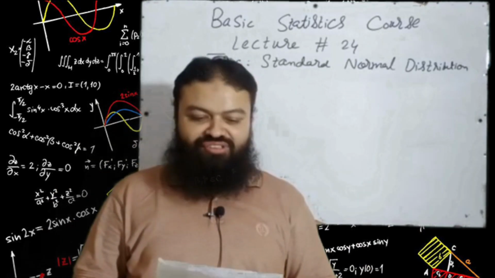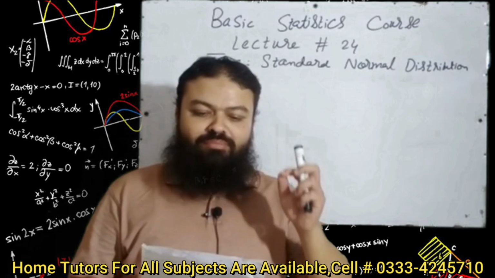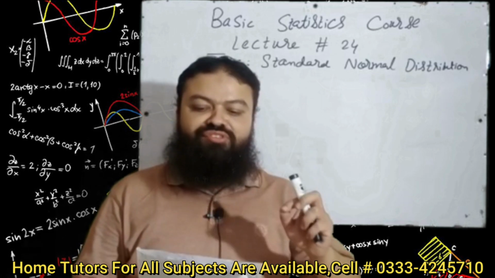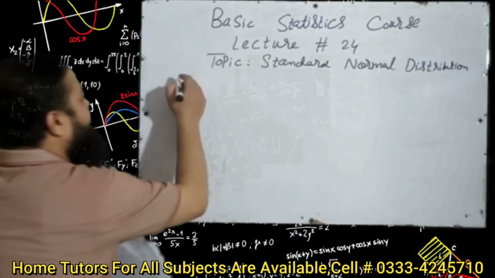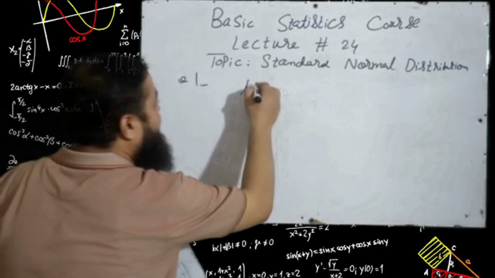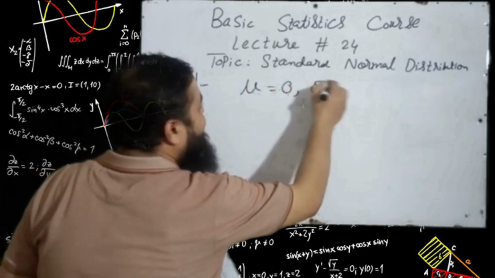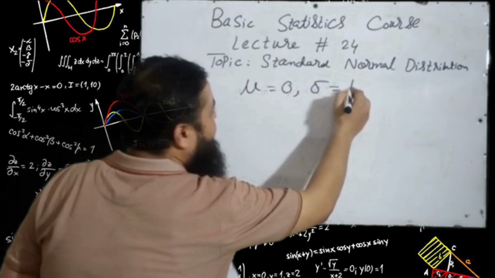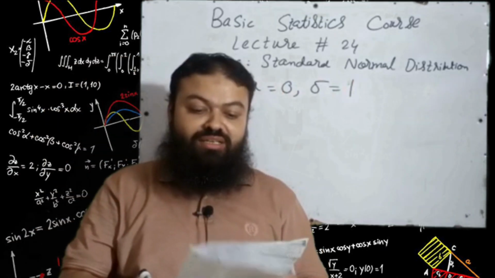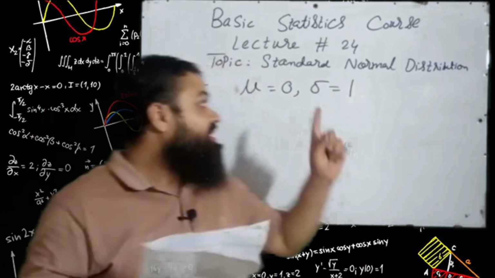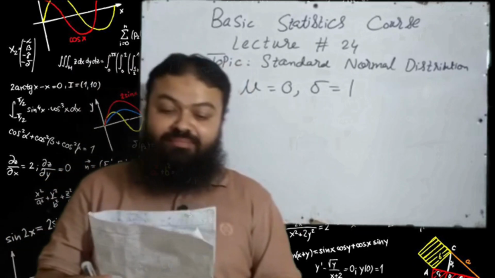Let's start. Question number 1: normal distribution is reduced to the standard normal distribution when, dear students, mean is equal to 0 and standard deviation is equal to 1. Then the normal distribution is reduced to the standard normal distribution. That is the correct option in the exam.